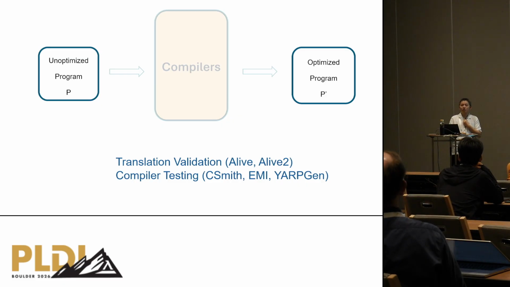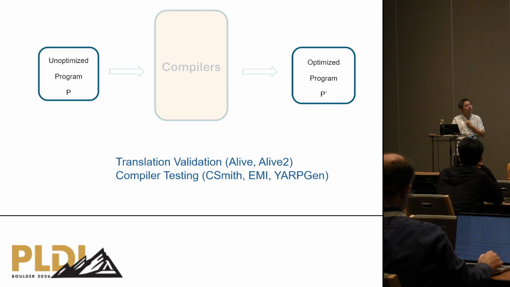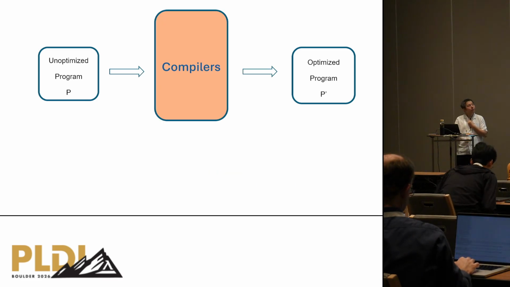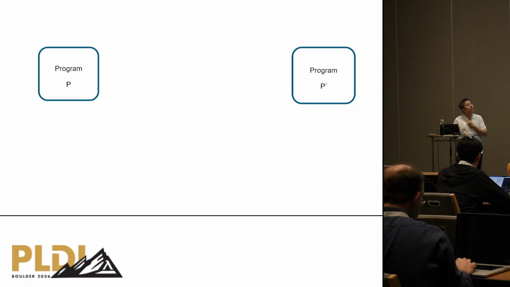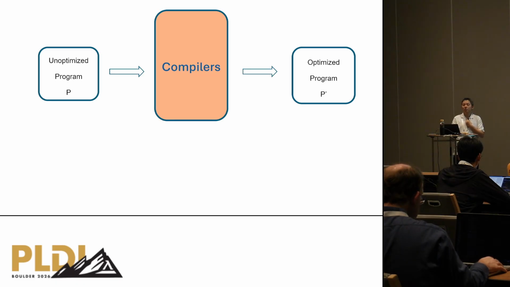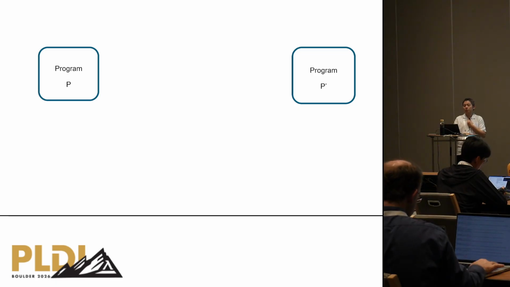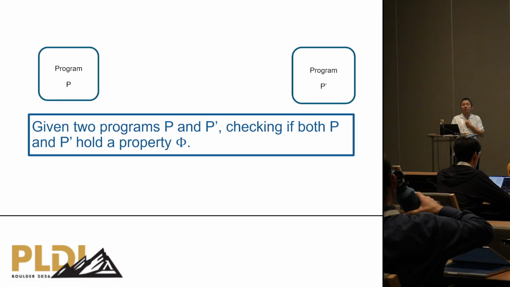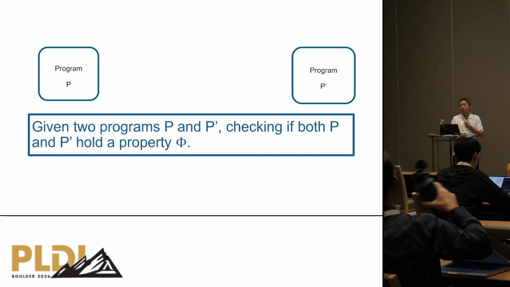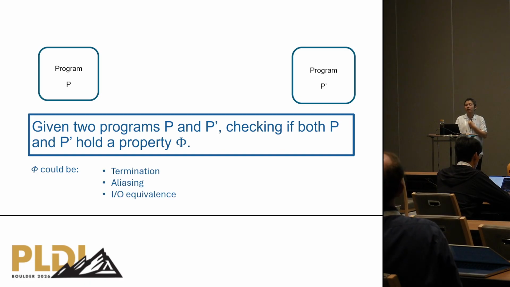In recent years, we have observed a lot of success in the domain of compiler validation. Notably, Alive2 is the state-of-the-art SMT-based tool for compiler validation. So let's think about what we really want to achieve when we want to reason about the external behavior of compilers. If we forget about the compilers, we are given 2 programs, P and P prime. We want to prove that the 2 programs preserve certain properties, where the property could be equivalence, aliasing information, and so on and so forth. Precisely, the problem statement is that given 2 programs, P and P prime, we want to prove that P and P prime hold certain properties phi, where phi could be termination, aliasing, and I/O equivalence.